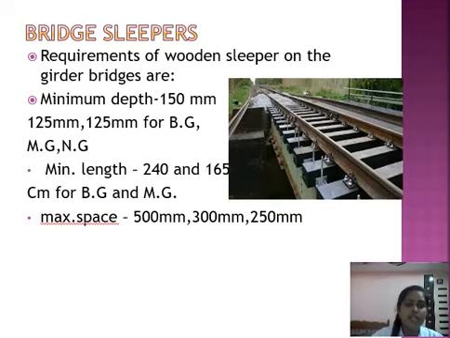So what are bridge sleepers? While providing sleepers in bridges, we have to consider some requirements. What does it mean, minimum depth? The minimum depth, that is the minimum height of the sleeper, is 150 mm for broad gauge, 125 mm for meter gauge and 125 mm for narrow gauge.